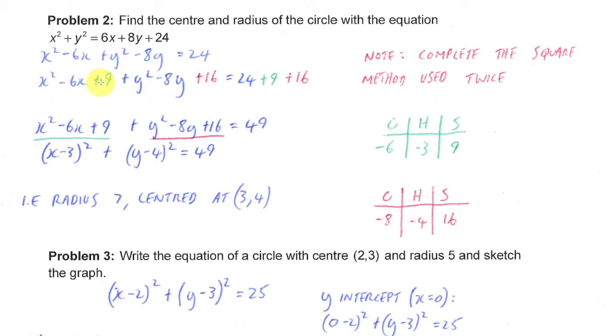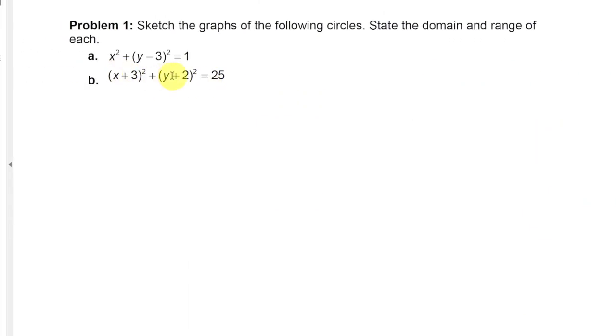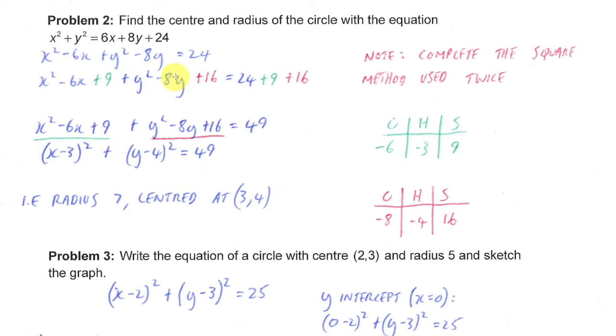What I want to do now is use the completing the square method twice to create two perfect squares. So that's going to be the first perfect square, and this is the second perfect square. When I have perfect squares, I can factorize them. And the whole idea behind being able to factorize them is to get it into this format. So let's look at the x squared take 6x. What do I need to add to that to create a perfect square?